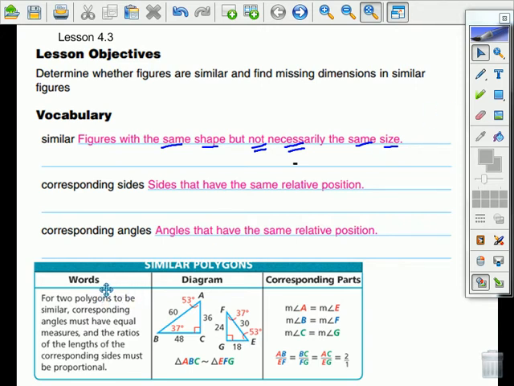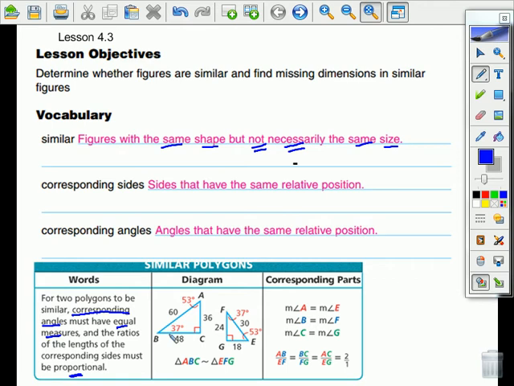Here, we have similar polygons. For two polygons to be similar, two things have to happen. One, the corresponding angles must have equal measures. So the corresponding angles, the angles that are in the same relative position, must have the same measure. And two, the ratios of the lengths of the corresponding sides, and remember, a ratio is a fraction, must be proportional. Corresponding sides are the ones that are in the same relative position. And remember, to be proportional, we can do a cross product and see if the products are equal.